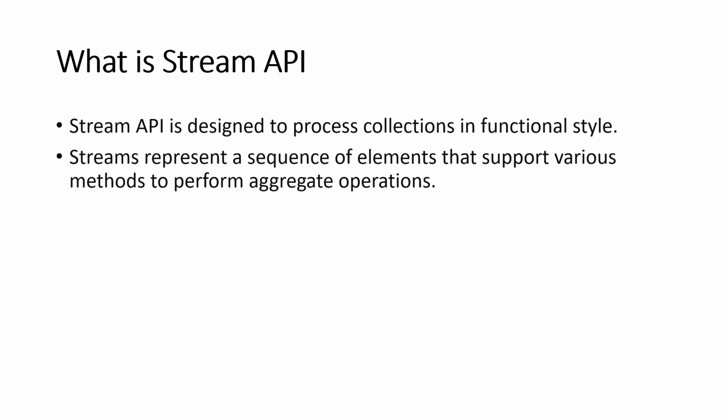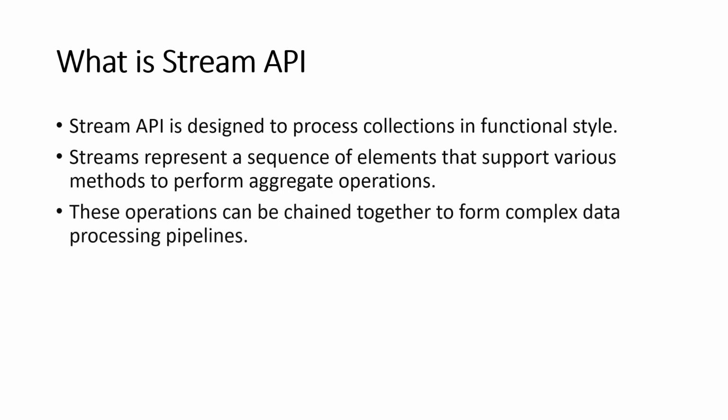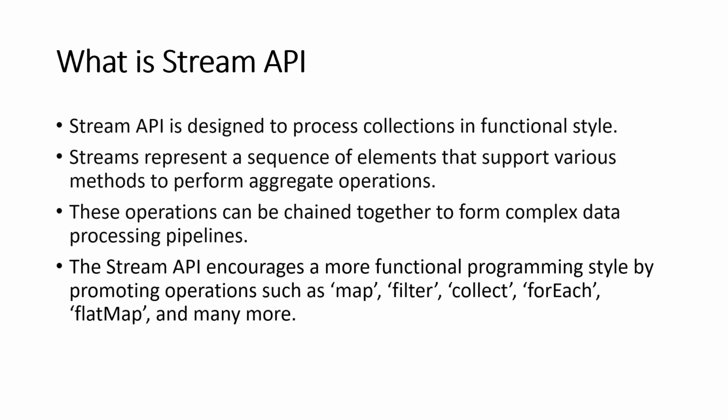Normally streams represent a sequence of elements that support various methods to perform some aggregate operations. These operations can be chained together to form complex data processing pipelines. The Stream API encourages a more functional programming style by promoting operations such as map, filter, collect, forEach, flatMap, and many more. So it is providing some methods for us as part of Stream API. Using these methods, we can simplify our coding. We will see how we can quickly write complex logic using these Stream API methods.